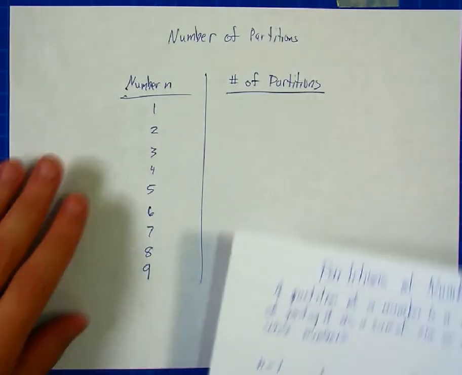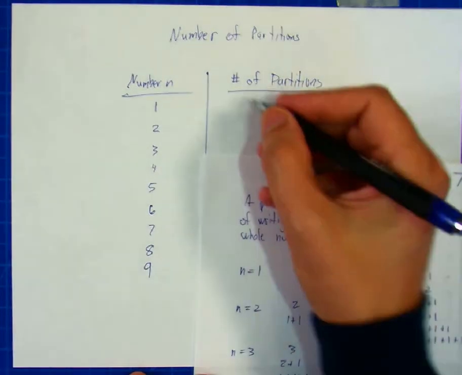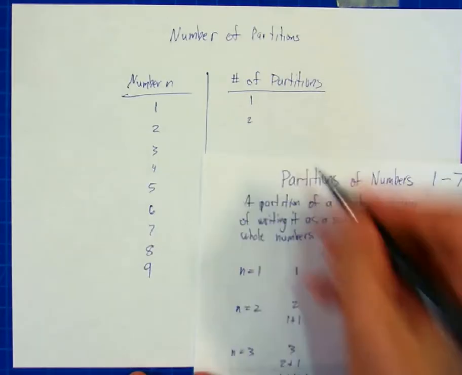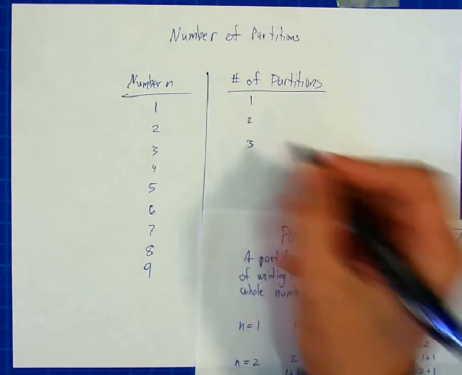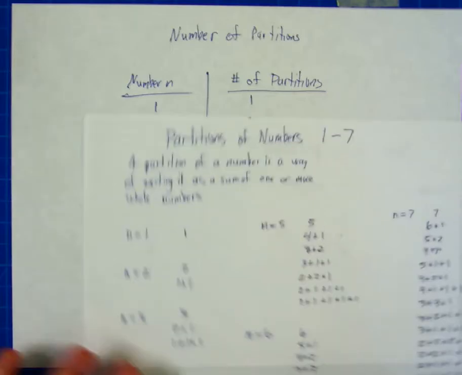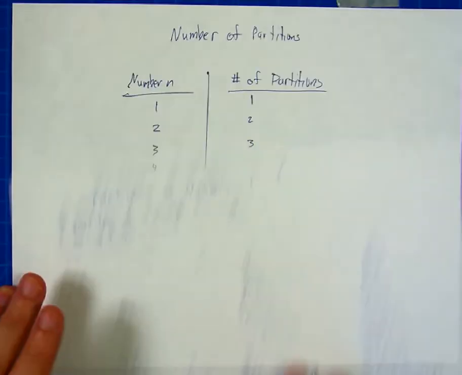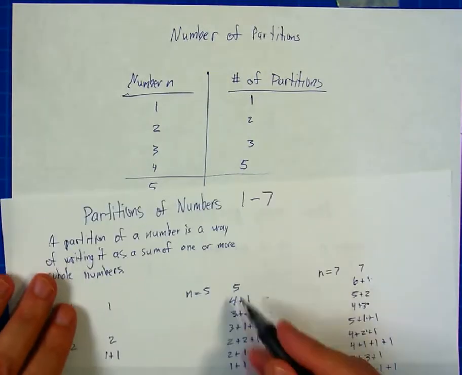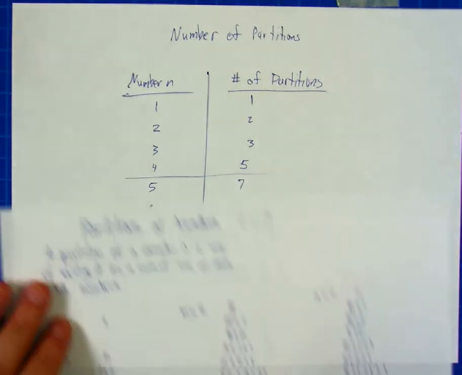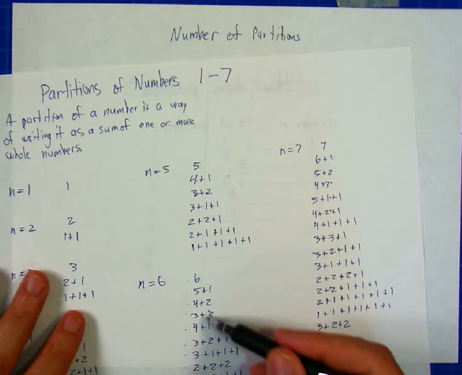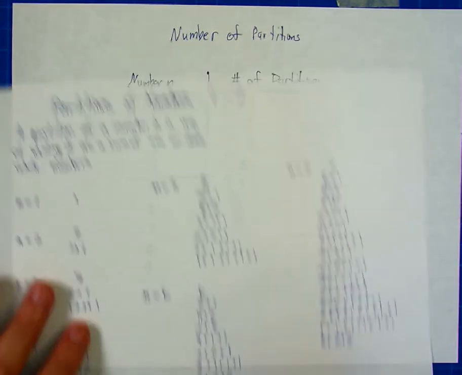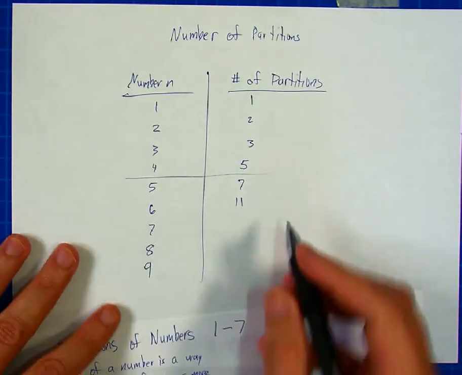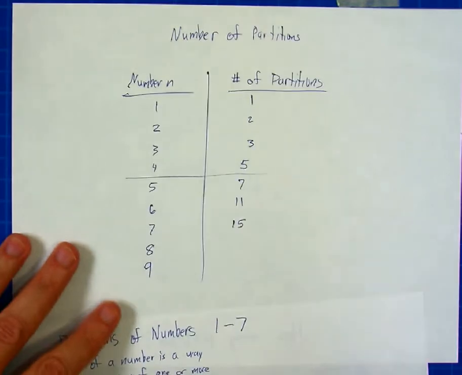For the first few entries, we can just count these up. There's 1 partition of 1, there's 2 partitions of 2, there's 3 partitions of 3, but then things diverge from that simple pattern. For the number 4, there's a total of 5 partitions. For the number 5, we have 1, 2, 3, 4, 5, 6, 7 partitions. Number 6, 1, 2, 3, 4, 5, 6, 7, 8, 9, 10, 11 partitions. I already said for number 7, I did this in advance, and there were 15 partitions.